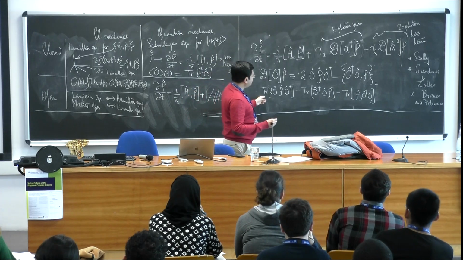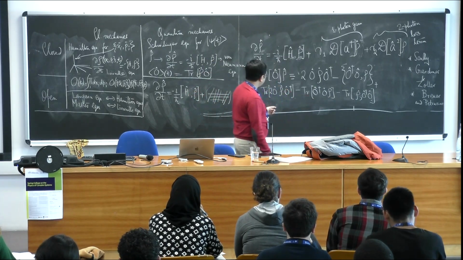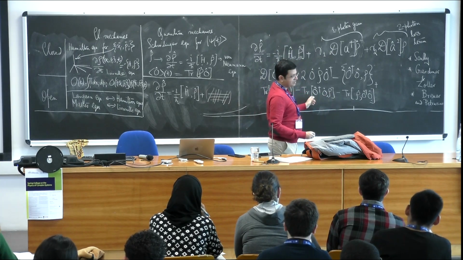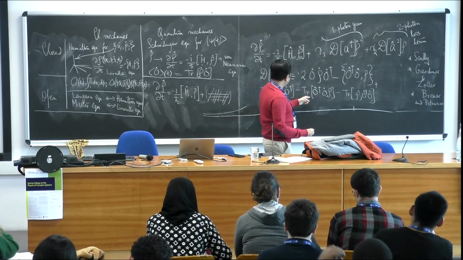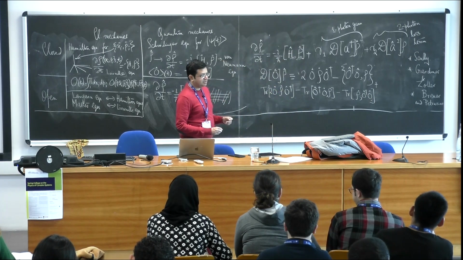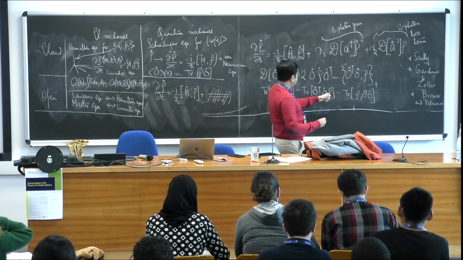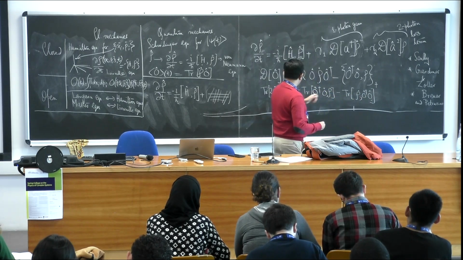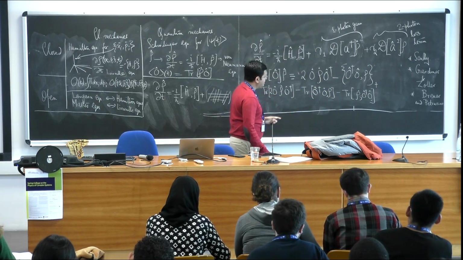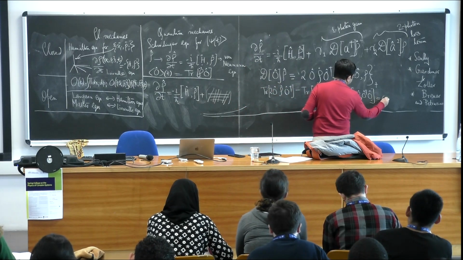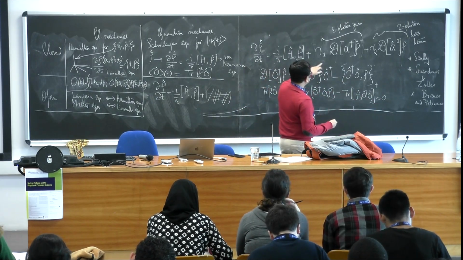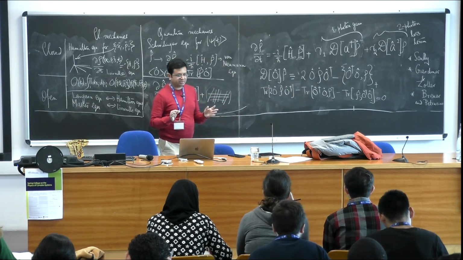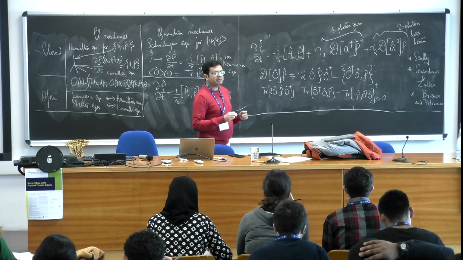How do I check that this is equal to 0? It is trivially 0 because these two terms are exactly the same, because of the cyclic property. You get a factor of 2, and the factor of 2 cancels with this. So this equation is at least correct in the sense that it preserves the trace equal to 1.